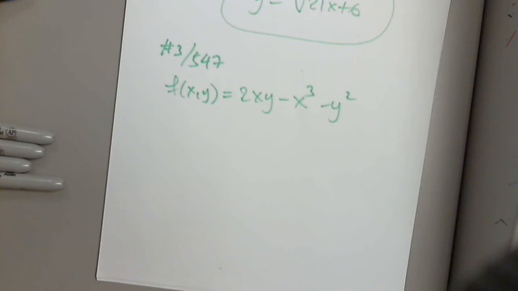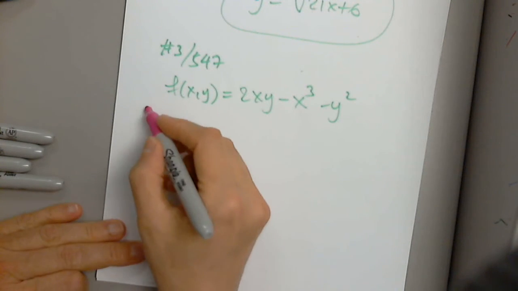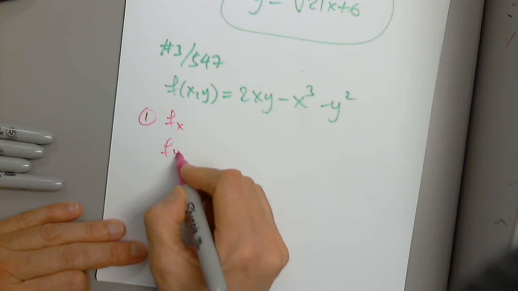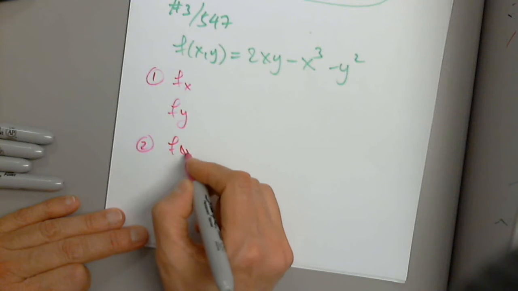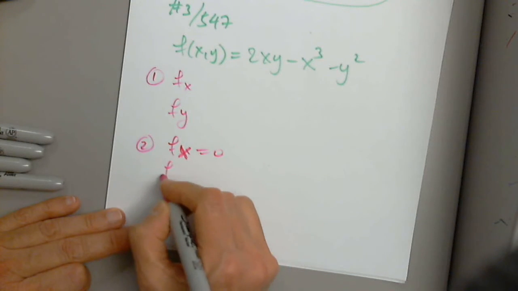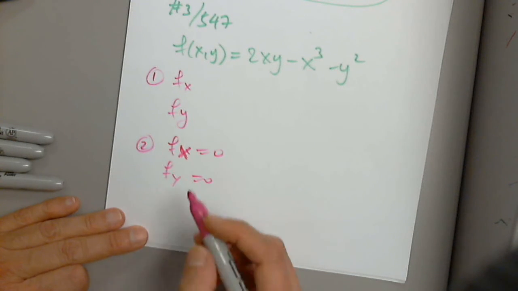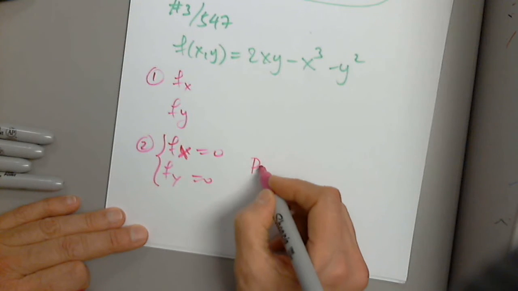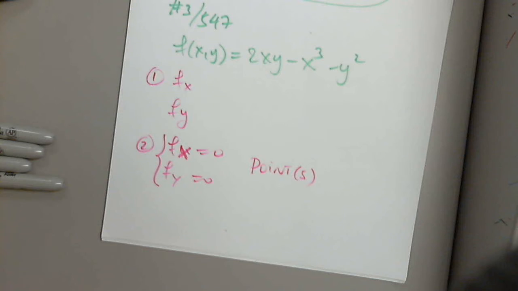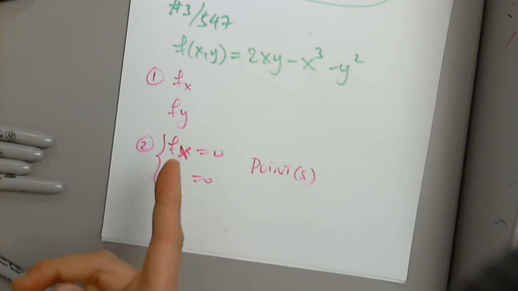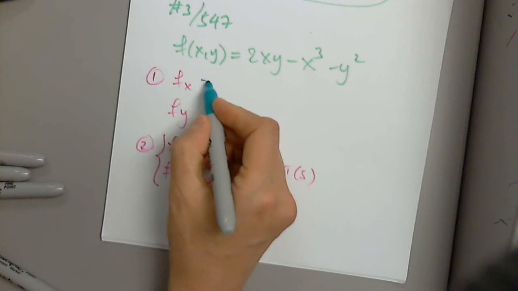So step 1, I have to find fx and I have to find fy. In step 2, I will set fx equal to 0 and fy equal to 0, and I will create a system to find a point or points. So first let's find fx.